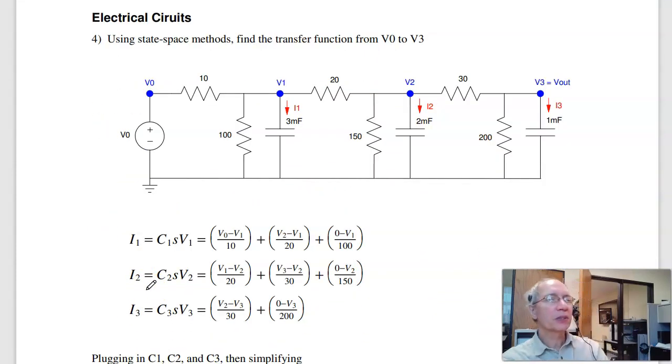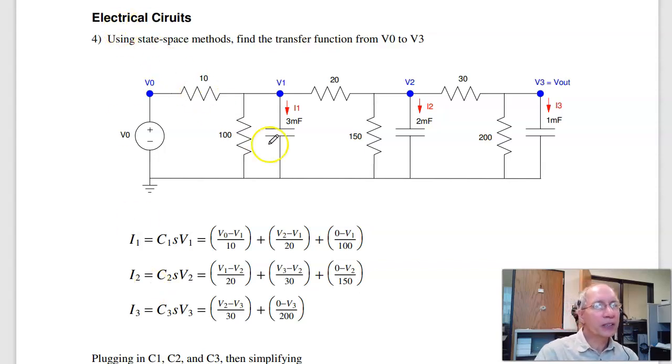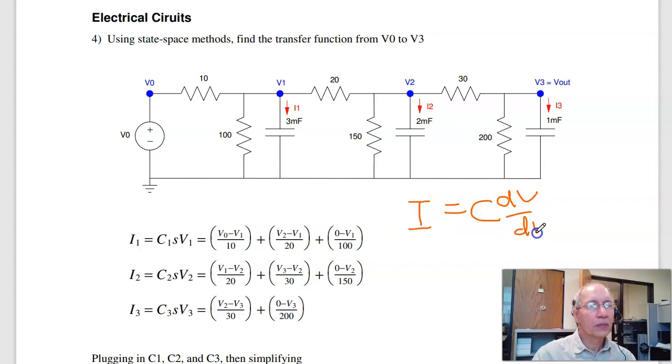Problem 4. This is where state space is really useful. Find the transfer function from V0 to V3. Now, what you did back in Circuits 2, Signals and Systems works. It's kind of painful. State space makes this a whole lot easier. What I'll do is my energy storage elements are the capacitors. And the equation I'm going to be using is I is equal to C dV dt. So if I define the current through the capacitors, I know the derivative of the voltage. Those are my differential equations.